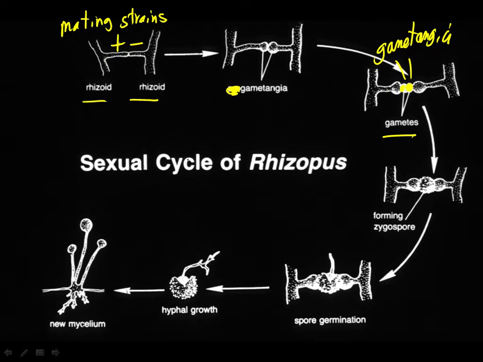These guys are not unicellular. I mean, well, they are unicellular, but they're multinucleate. So I guess they're unicellular. You see, we have problems describing them already. They are multinucleate structures, and they are haploid nuclei.